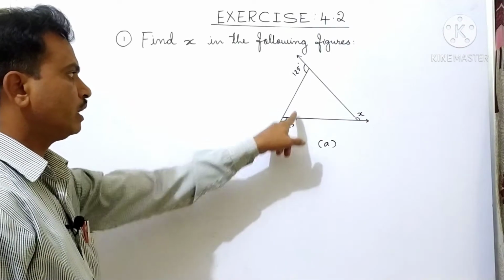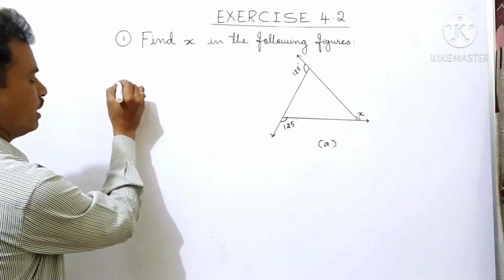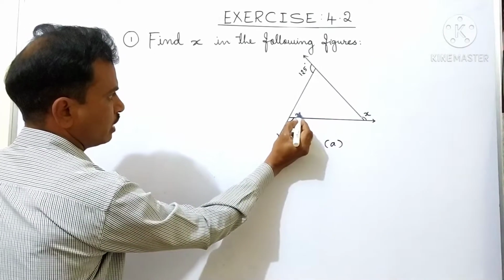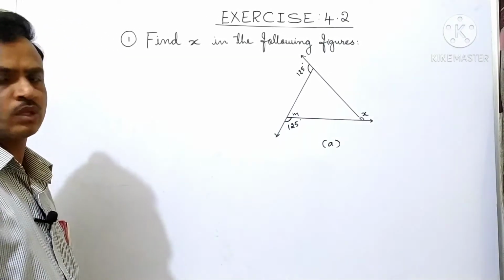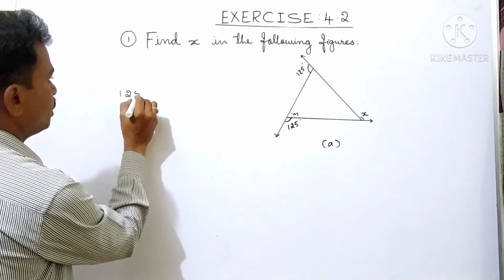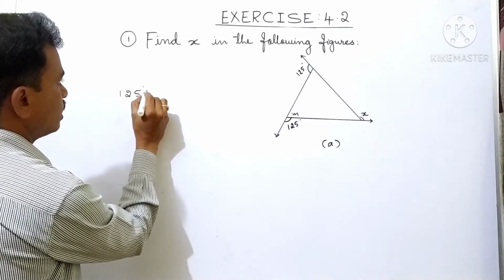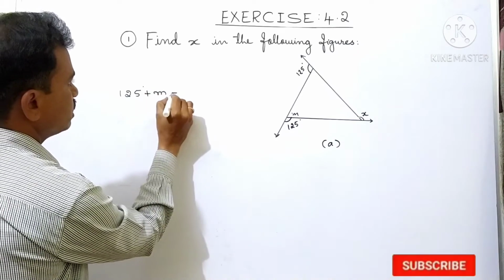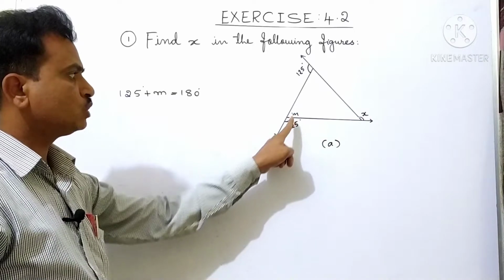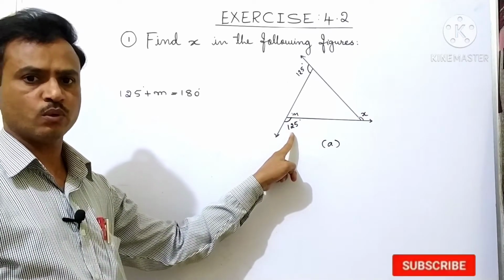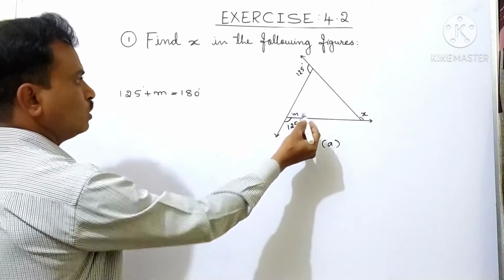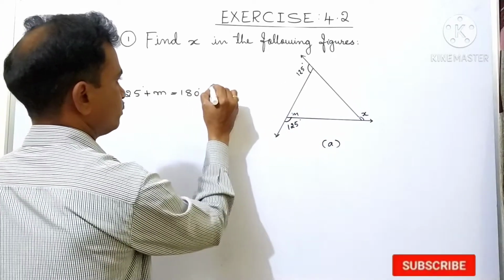So here we will take a 125 degree. Here we can take any letter, we will take M. So 125 degree plus M is equal to 180 degree. Sum of these two adjacent angles is equal to 180 degree, or sum of two linear pair of angles.